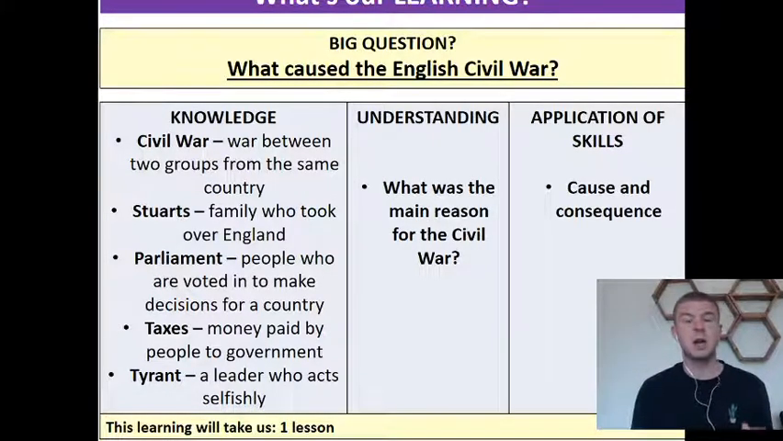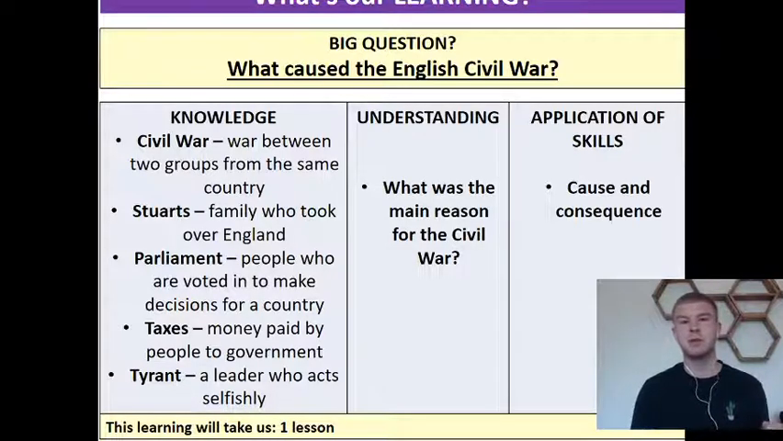Our other keywords, Stuarts is the family who took over England. Before it was the Tudor family, the Tudor line, who were the kings and queens of England, but it's going to become the Stuarts. Parliament, hopefully a word you'd have heard before, people who are voted in to make decisions for a country. You might have heard of members of Parliament or seen people like Boris Johnson of the Conservatives and Keir Starmer of the Labour Party. They are members of Parliament who make decisions on our country.